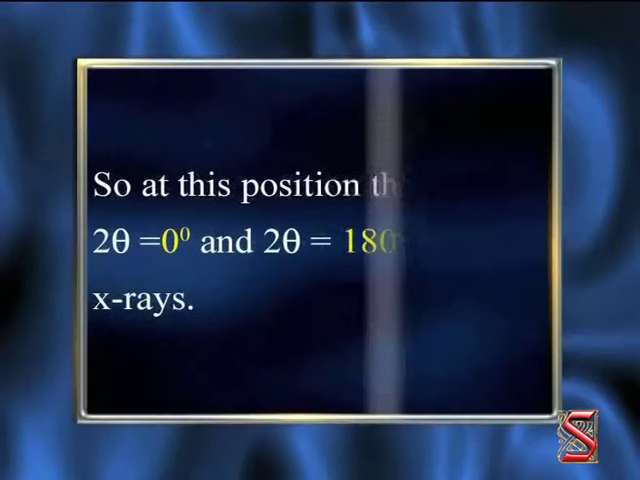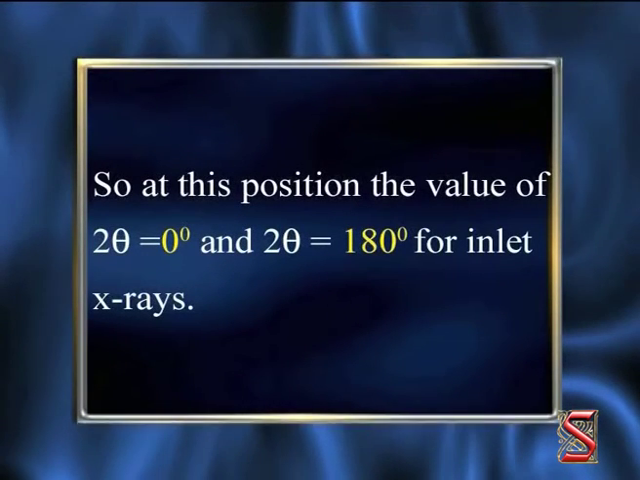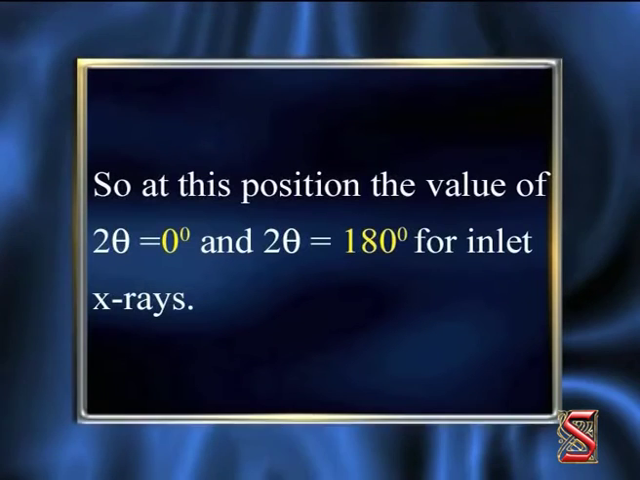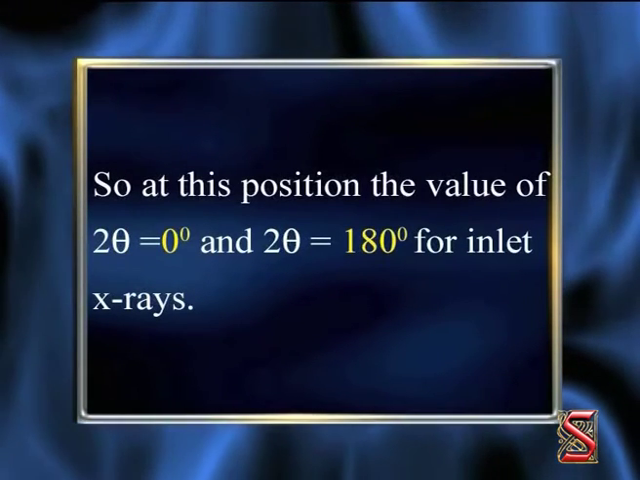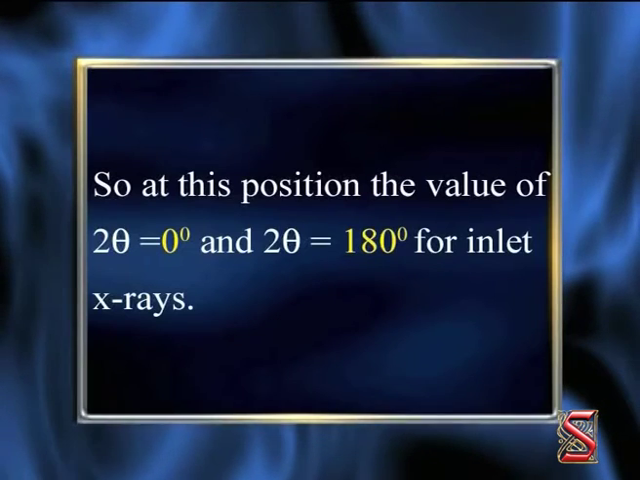The maxima in the diffraction spectrum are recorded on the photographic plate placed behind the sample, and a circular arc is recorded, with holes corresponding to the inlet and outlet of X-rays. The outlet indicates the path of the undiffracted X-rays. So, at this position, the value of 2 theta is equal to 0 degrees, and 2 theta is equal to 180 degrees for inlet X-rays.